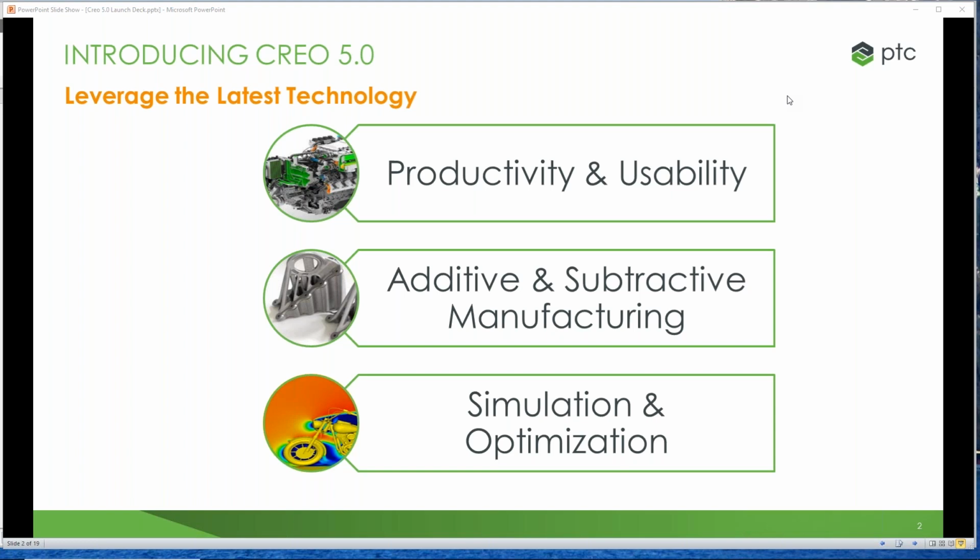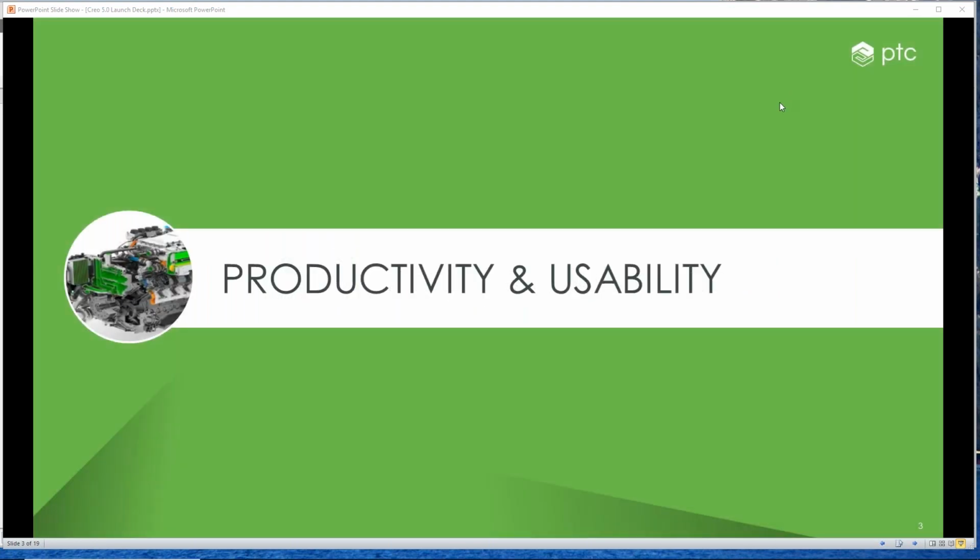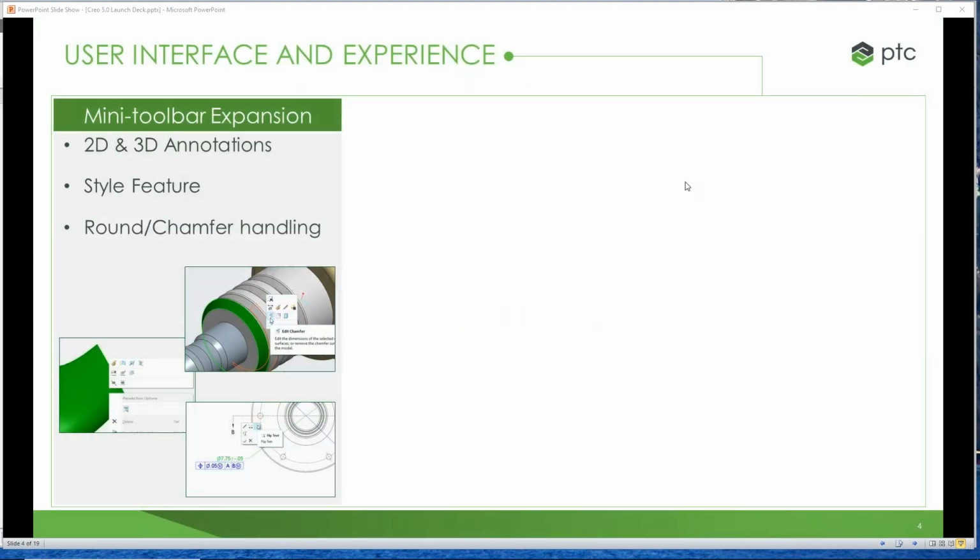The first is productivity and usability, and that's usually consistent from release to release anyway. Then some additional capabilities have been added to additive and subtractive manufacturing. So additive manufacturing being 3D printing and subtractive being your typical 2.5 to 5 axis machining. And then also some new things have been added in the lines of simulation and optimization. So we'll be going through all of those in this order.